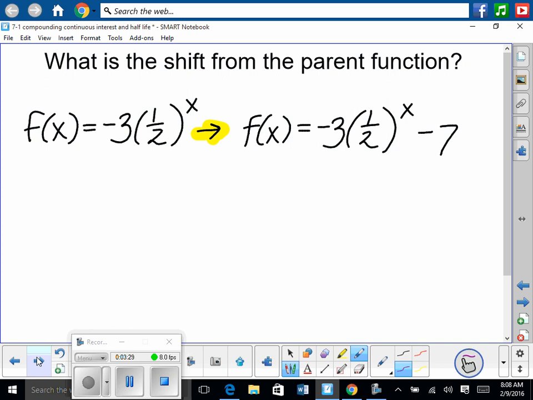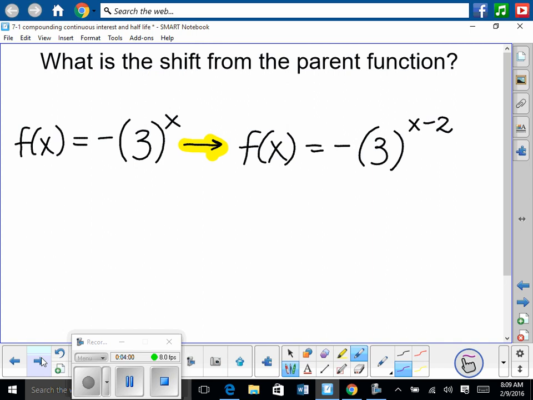Okay, here's the parent function. f of x is equal to negative 3 times 1/2 raised to the x. If I said, what's the shift from the parent function? Here's the new function. Where's my shift? Right, just down 7. Is there any shift left and right? Nope, nothing added with x. There is this added on the outside, so that would be down 7. Do you guys all understand what's going on here? So my asymptote would be at negative 7, right? My new asymptote, everybody? Okay.